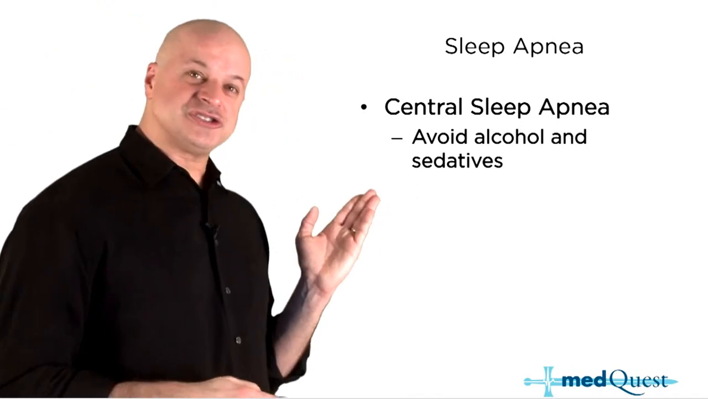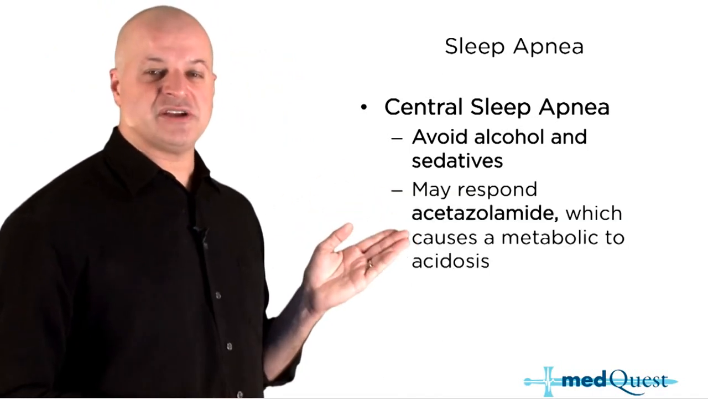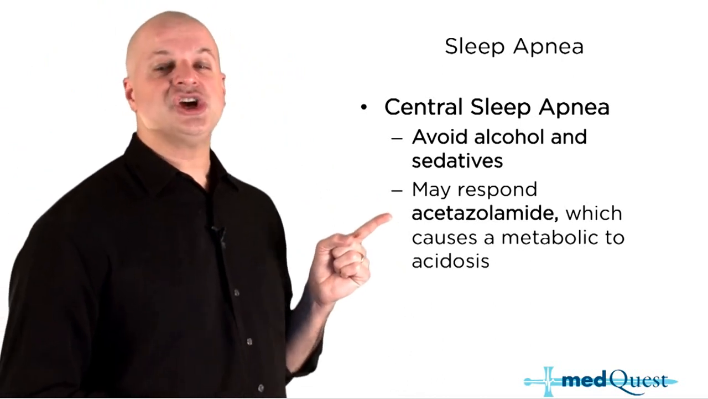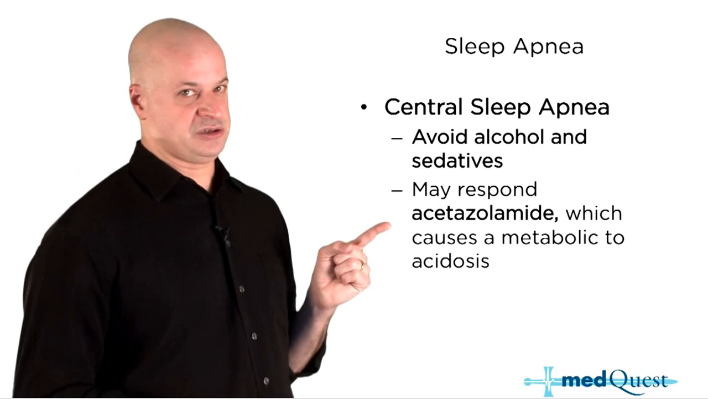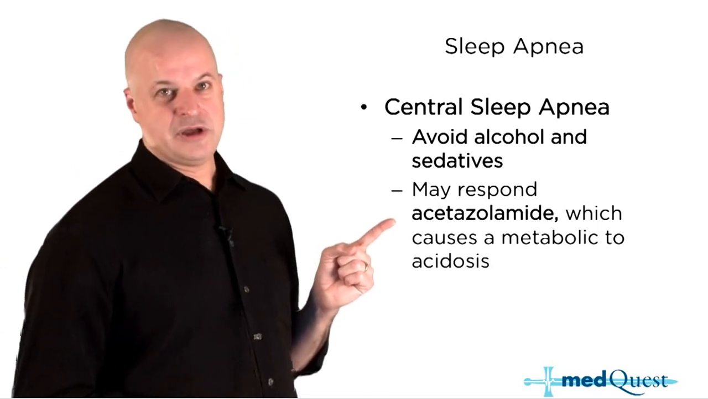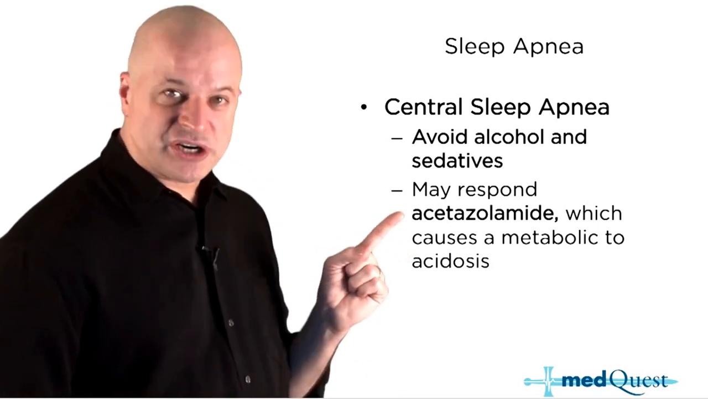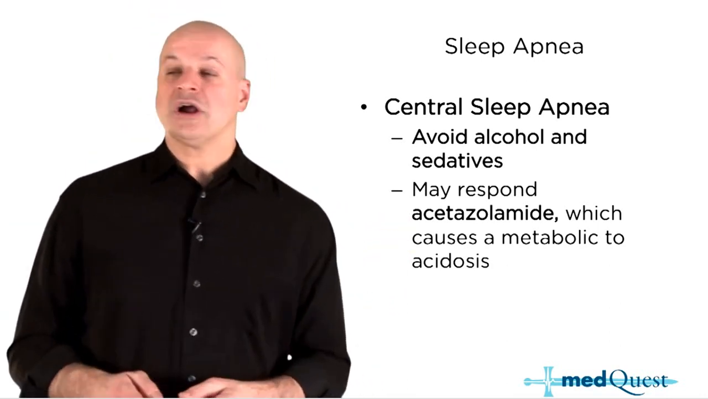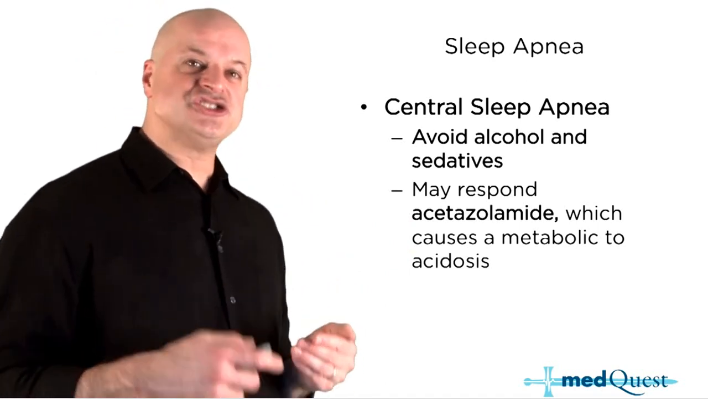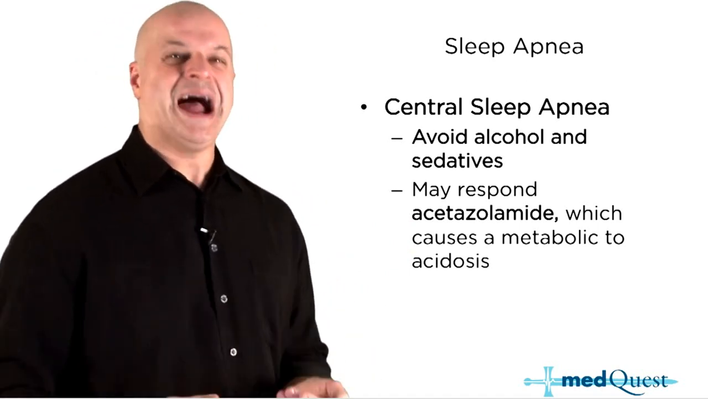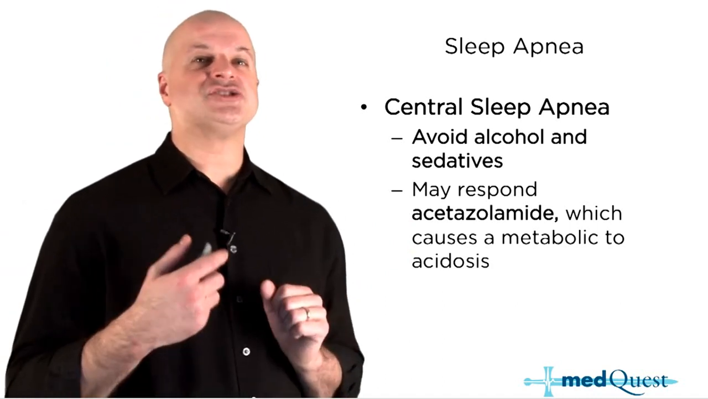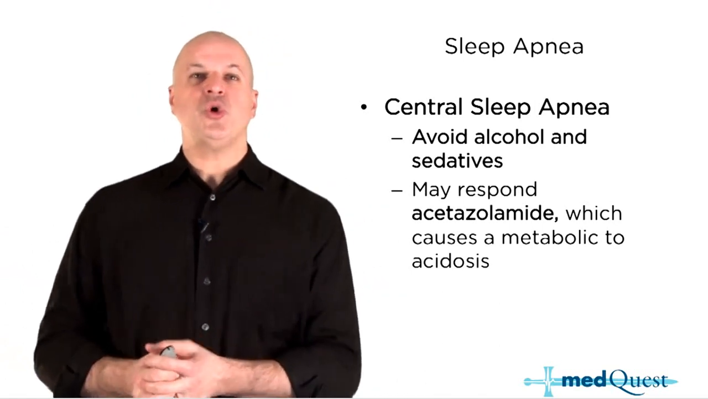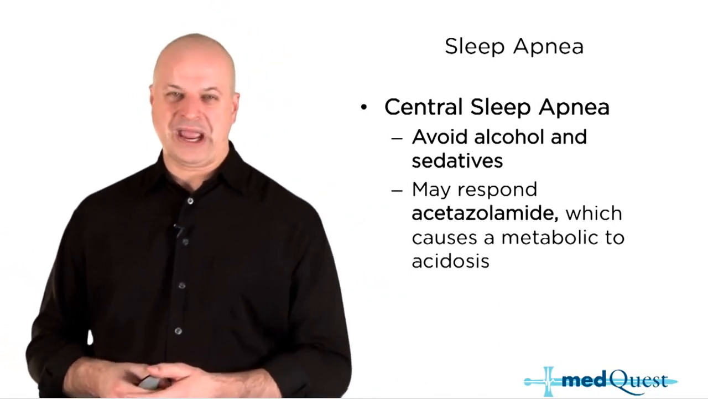So for central sleep apnea, no drinking or sedatives, and acetazolamide increases urinary excretion of bicarb, because carbonic anhydrase increases absorption of bicarb. So acetazolamide helps you excrete the bicarb.